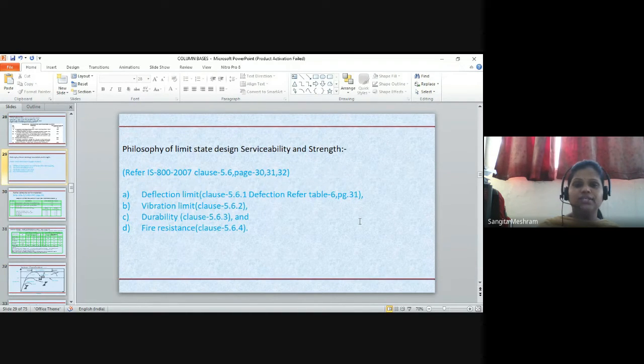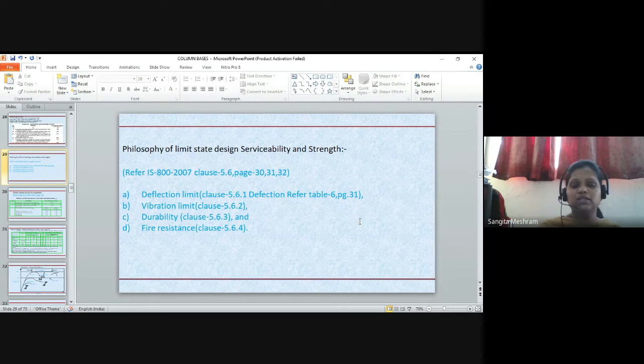Then there are the different limit state designs for serviceability. If we design according to the IS code for steel structures, IS 800:2007 is used, and for that we have to use different clauses. We use the limit state method for designing steel structures. Deflection limit, vibration, durability, fire resistance: that is the limit state of strength, and the limit state of serviceability is there.